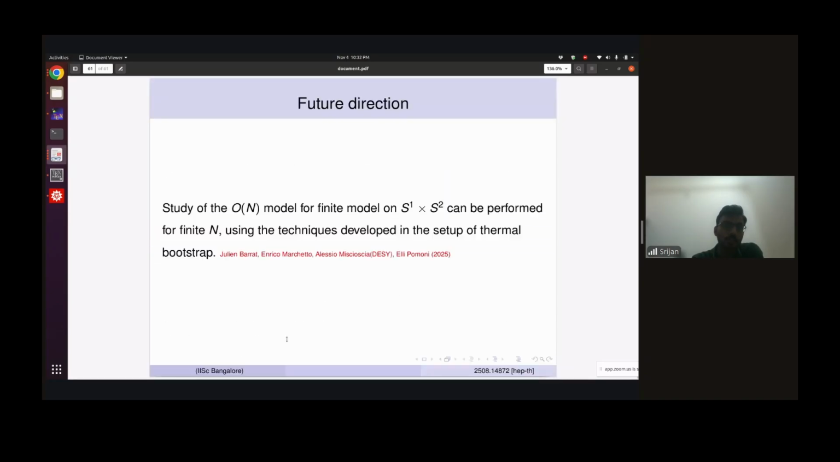And finally, I just want to mention another point: this study of the Wien model at finite temperature. Sorry, I am talking about finite n, and one can look to develop the setup of thermal bootstrap in this geometry.